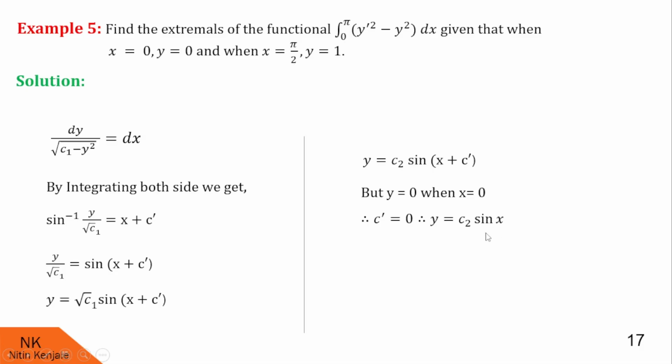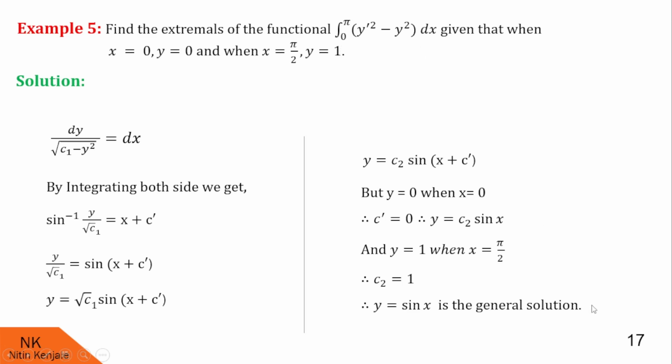But sine pi by 2 is 1. So we are left with 1 is equal to c2. So the value of c2 is 1. Substituting the value of c2 again here, we get the answer y is equal to sine of x. This is the general solution, or you can say the extremal for the given functional.